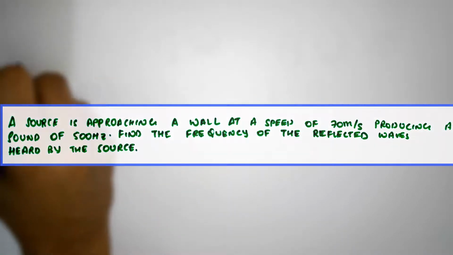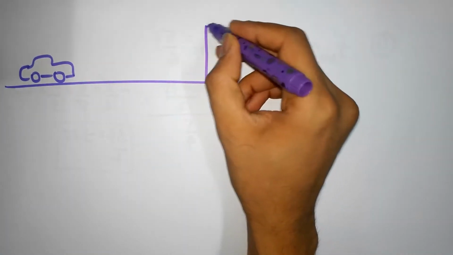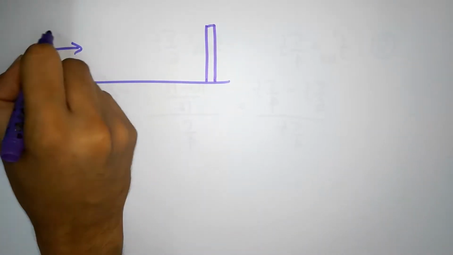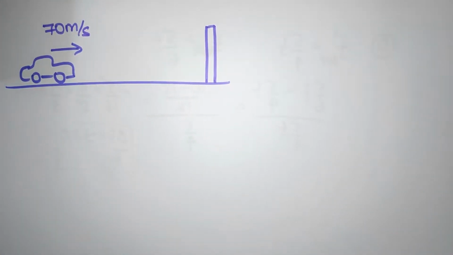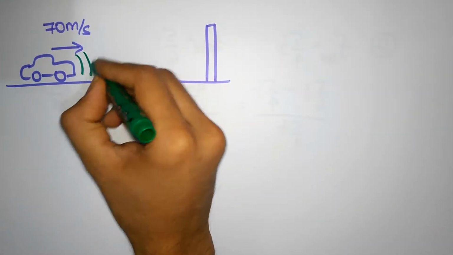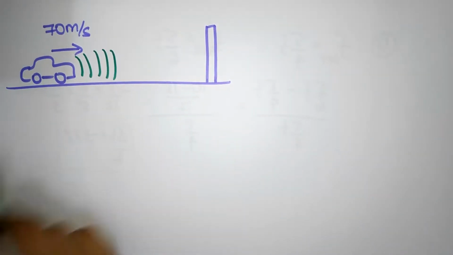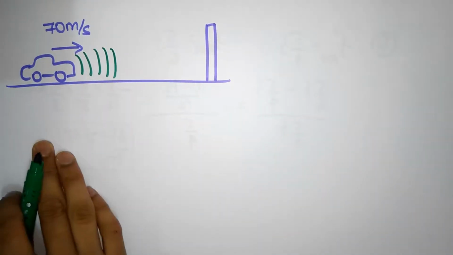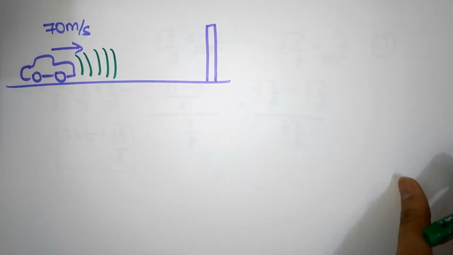So here we have a source, could be anything, could be a train or a car, which is approaching a wall, and the source is moving at a tremendous speed of 70 meters per second, and it's producing waves. It's gonna hit this wall and come back. And when it reflects back, the source will be able to hear its own sound wave. The question now is, what's the frequency heard by the source?